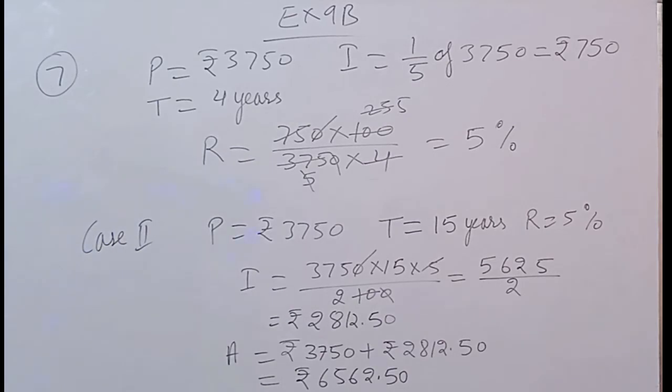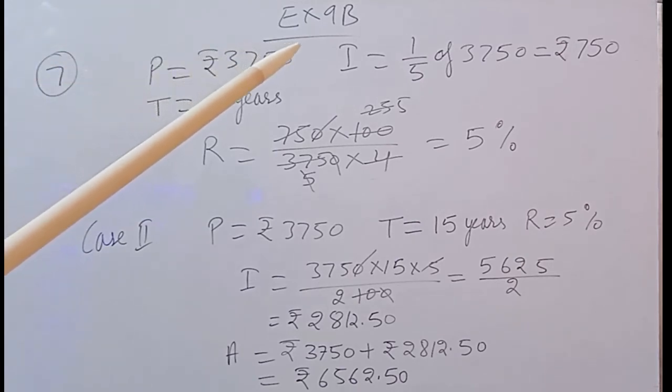Children, I am taking question number 7. That is, at what rate percent of simple interest will the interest on rupees 3750 be 1/5 of itself in 4 years? To what will it amount in 15 years? So first we are taking the first case, in which the principal is given 3750. Interest equals 1 upon 5th of the principal, that is 1 upon 5 of 3750, that is rupees 750. Time is given, T is 4 years.